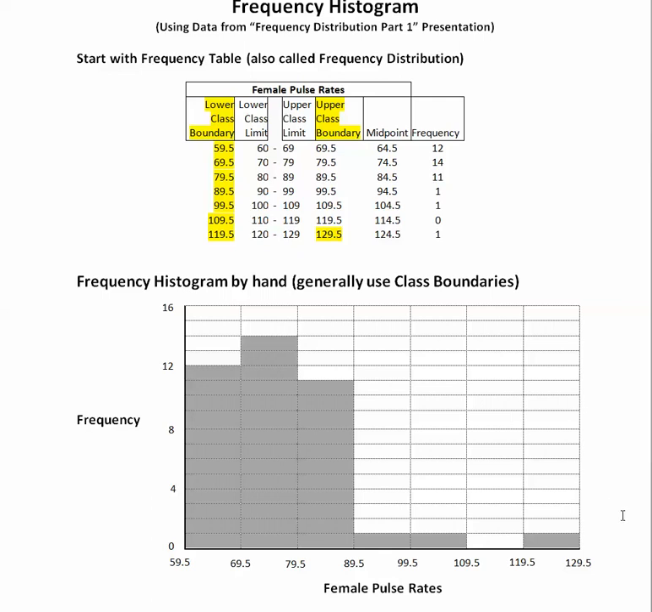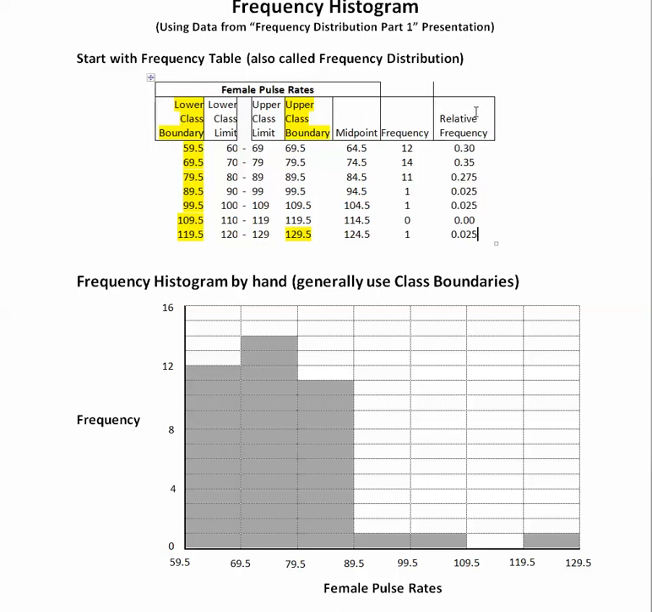I'm going to go ahead and show you how easy it is to convert this to a relative frequency distribution in just a minute. I added this additional column on the table called relative frequency, and again, if you're not sure where those numbers came from, go back and look at the presentation called Frequency Distribution Part 1, and you'll see where these values came from. Well, it's very easy to plug these in over here on our basic frequency histogram.